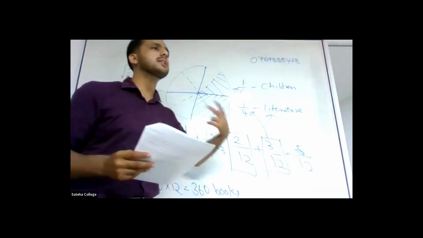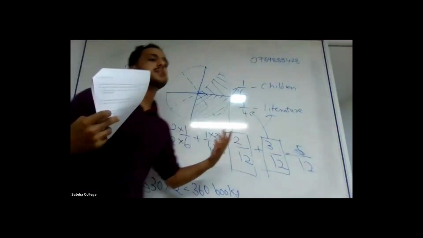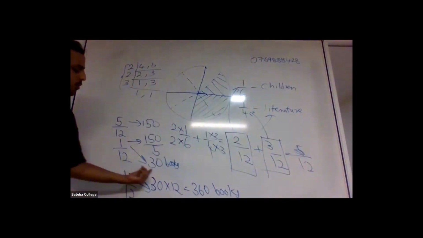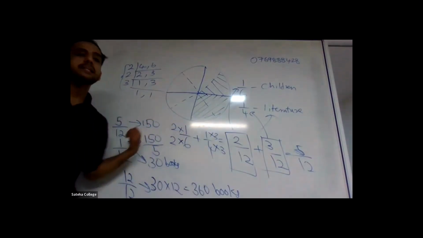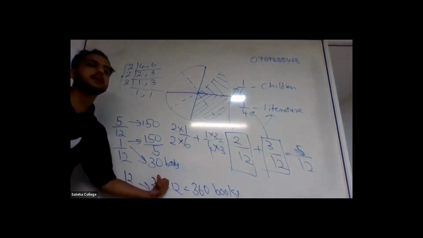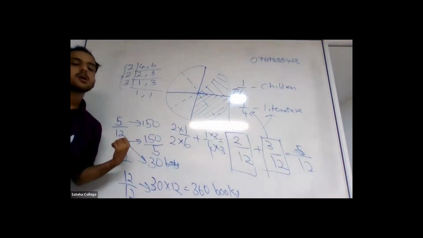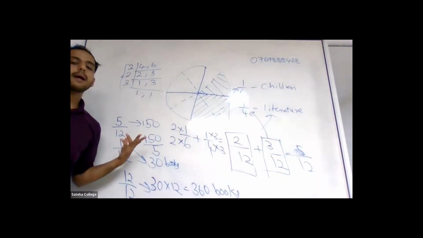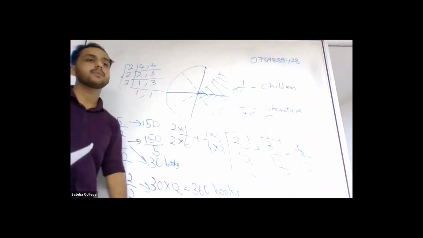Okay, now what is the other thing that should come to your mind? 60 books. What is the fraction of 60 books? Now look at the code here. 1 over 12 is equal to how many books? 30 books. Right? So 60 books, what is the fraction? If one part is 30, how many parts is 60? 2 parts. 2 parts. Right?